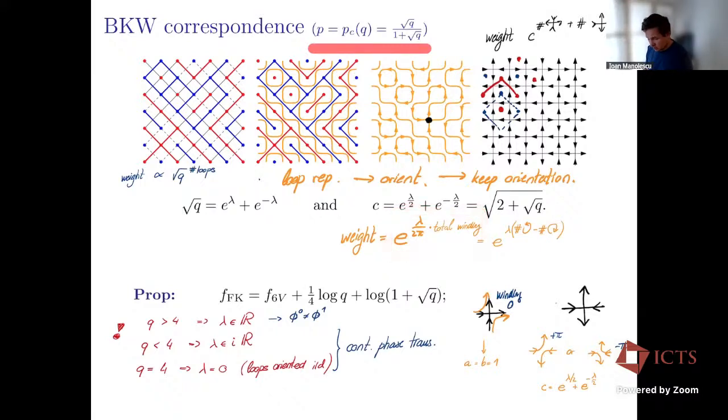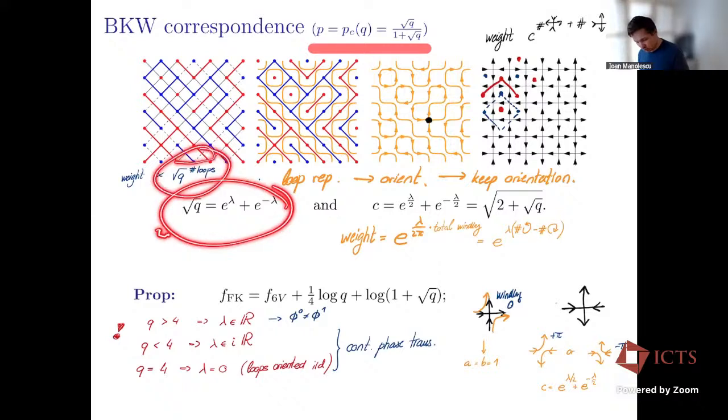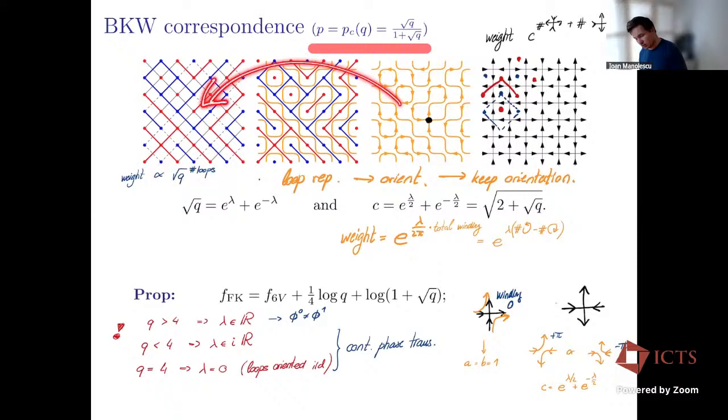Either you say it's the number of loops going clockwise counted with a lambda, and the ones going anti-clockwise with a minus lambda. And then if you do this and you sum over all the orientations, you get this weight here, with square root of q being e to the lambda plus e to the minus lambda. So this is how you get from this side to this side.